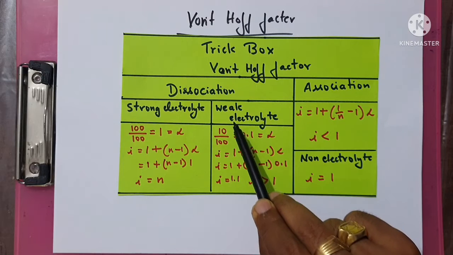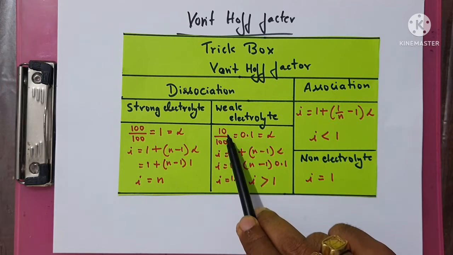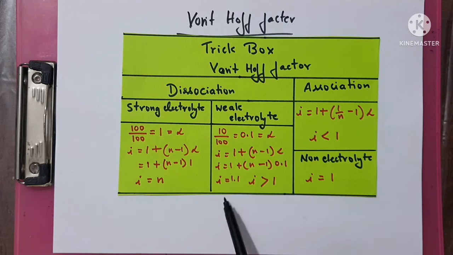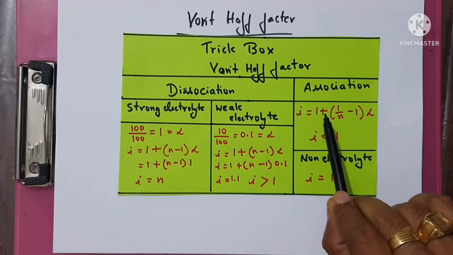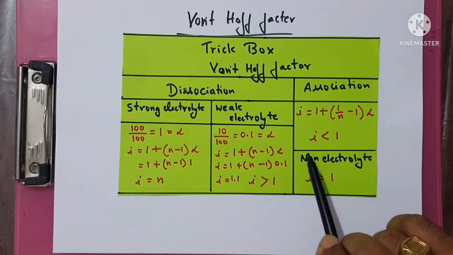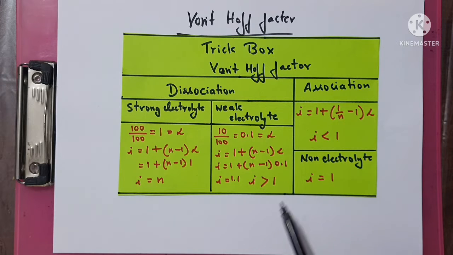Whereas in case of a weak electrolyte, children, the dissociation percent is small, for example 10%. Here the i value will be always greater than 1. Always remember, for a weak electrolyte, the i value will be just greater than 1. Now, if you observe this side, for an association like acetic acid, the i value will be less than 1. When it is a non-electrolyte, the i value will always be equal to 1.